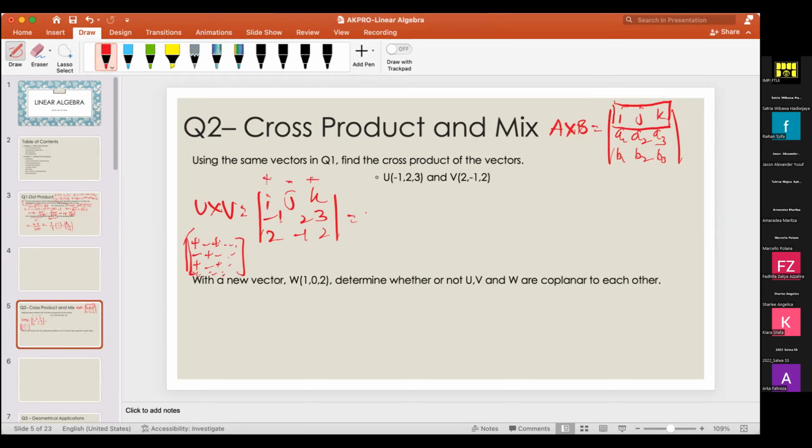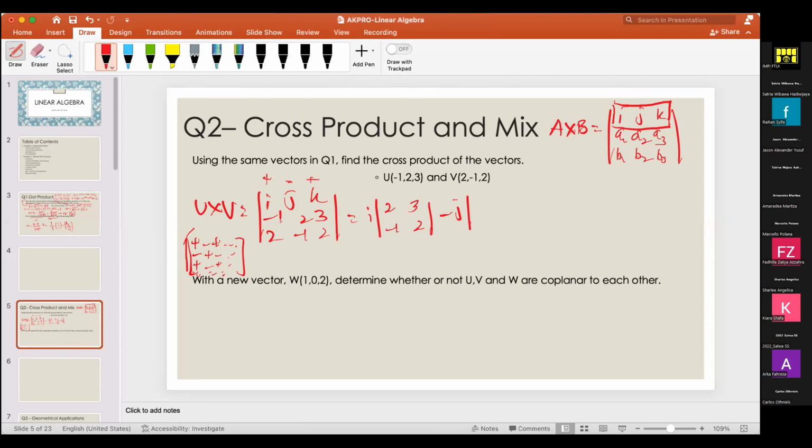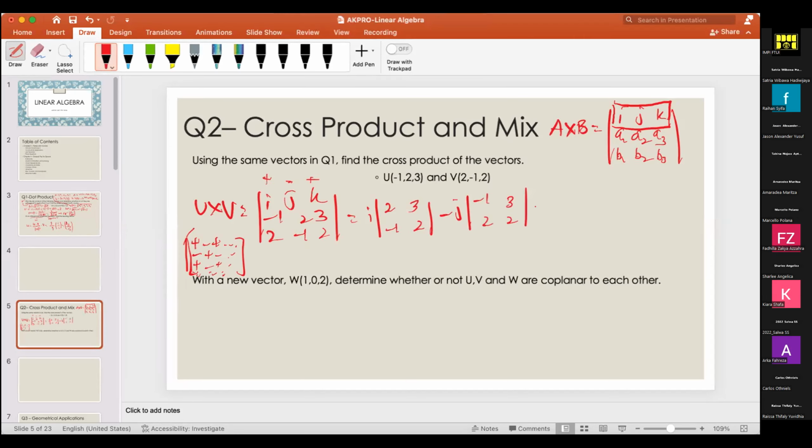Okay, so the resulting expansion would be I. And in order to find this matrix, we cover up the first row and the first column, which will result in 2, 3, negative 1, and 2, minus, because this is negative, J times, if we cover the first row and second column, negative 1, 2, 3, and 2. And finally, plus K. Yeah. Okay. Negative 1, 2, 2, and negative 1.